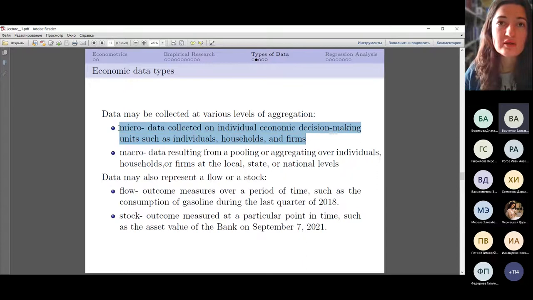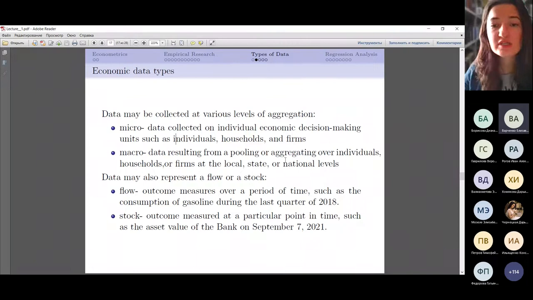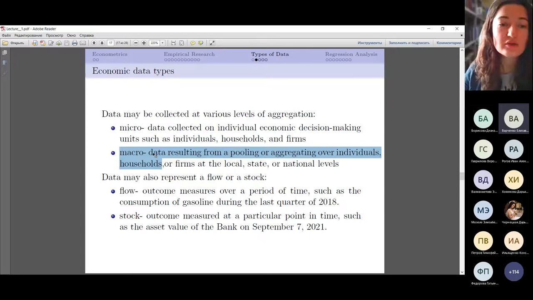We have microeconometrics and we have macroeconometrics. Microeconometrics mostly works with individuals, households, firms, sometimes countries, and macro data is used mostly in macroeconometrics. Also, you should see the difference between flow data and stock data. Flow, I can remind you, is an outcome that measures always.